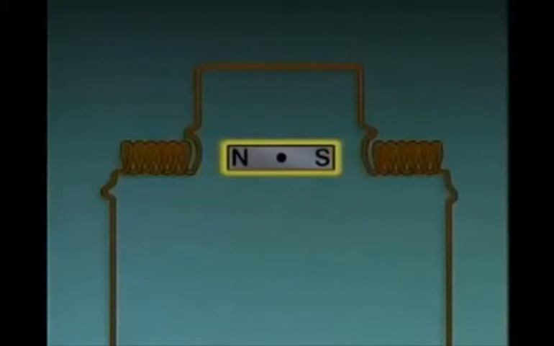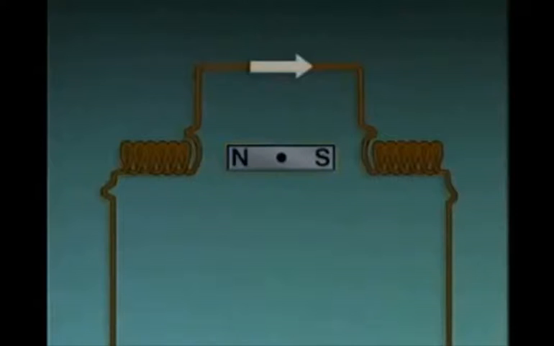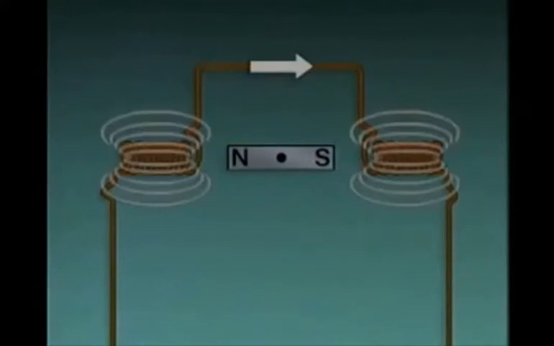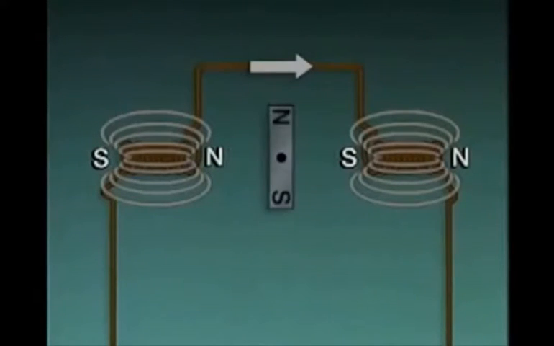This bar magnet is the rotor. It has a north pole and a south pole. When current flows through the stator coils, magnetic fields are created around the coils. Each magnetic field has a north pole and a south pole. In our example, we're starting with the north pole of the rotor next to a stator north pole and the south pole of the rotor next to a stator south pole. The like poles repel each other, so the rotor starts to rotate.